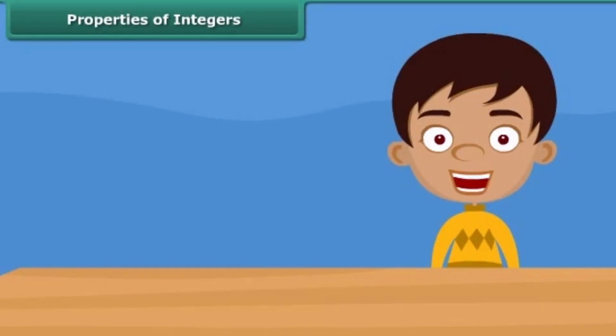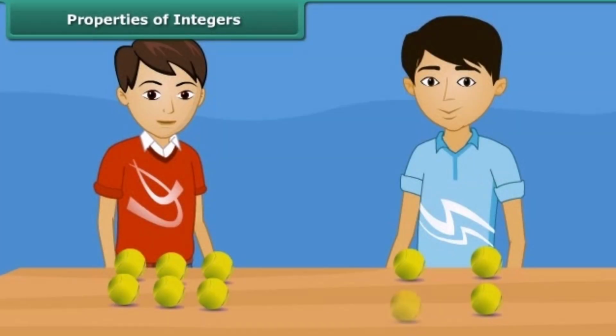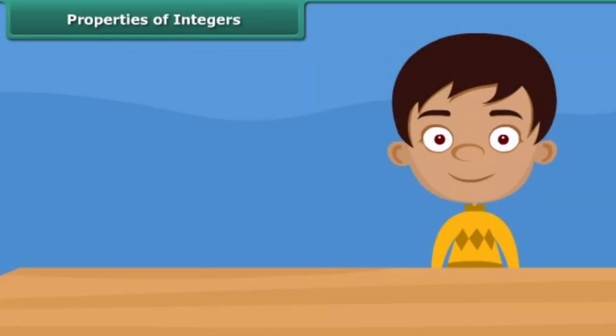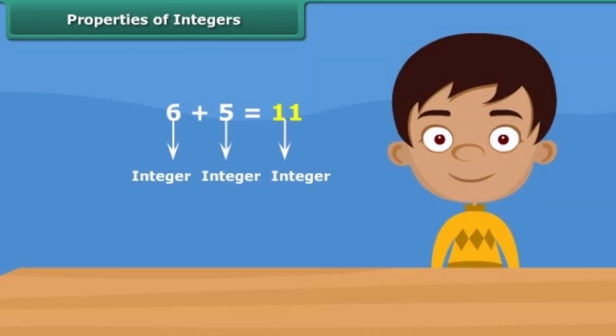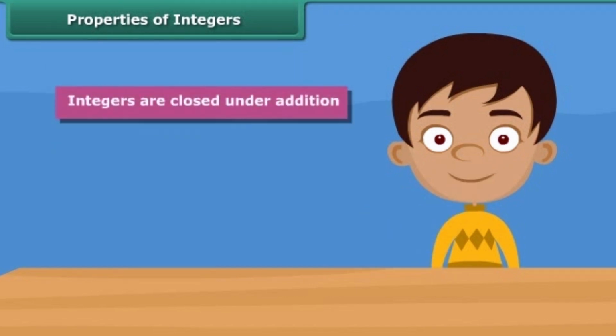Students, what do we get if we add two integers? Let us see. Rohan has 6 balls. His friend Sohan has 5 balls. So how many balls are there in total? Yes, 11 balls in total. From this example, we can say that addition of two integers is also an integer. We can see that addition of integers gives integers. So, integers are closed under addition.